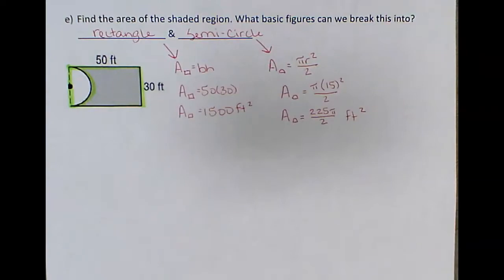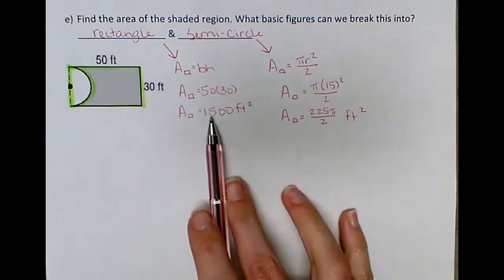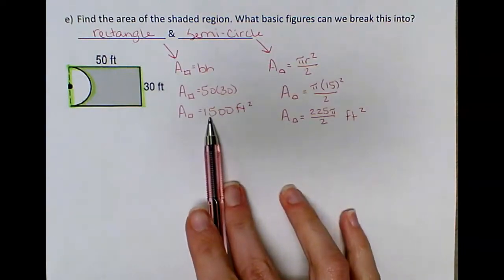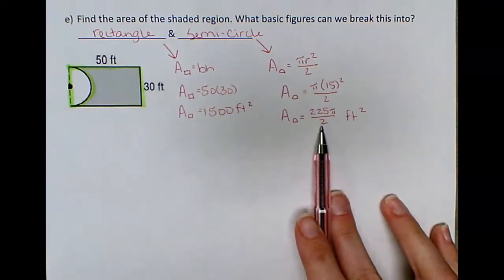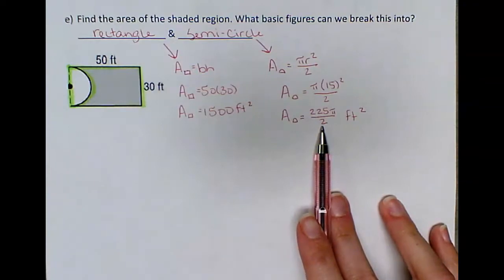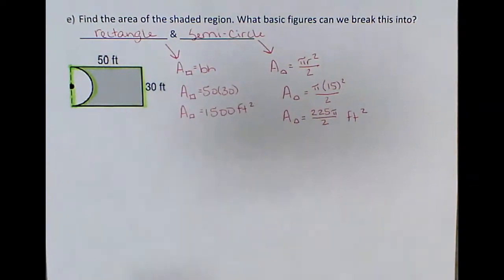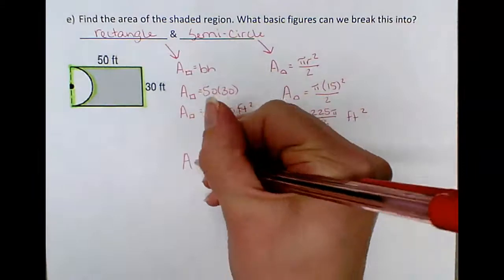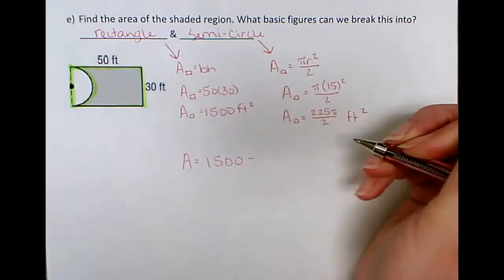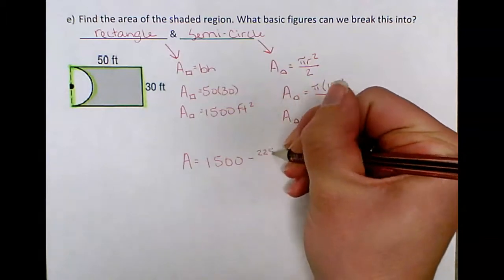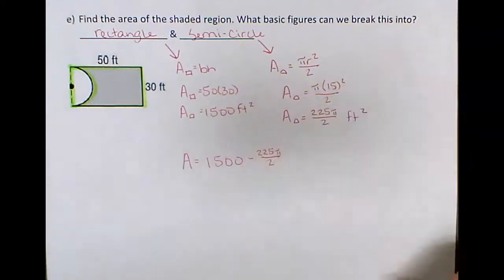So you should have calculated that the area of the rectangle is 1,500 feet squared, and the area of the semicircle is 225 pi halves feet squared. To get the area of the shaded region, you want to subtract. So the area is 1,500 feet minus 225 pi halves feet squared.